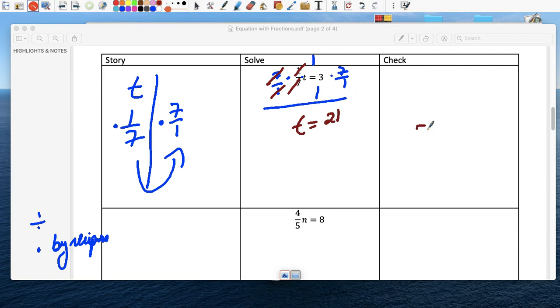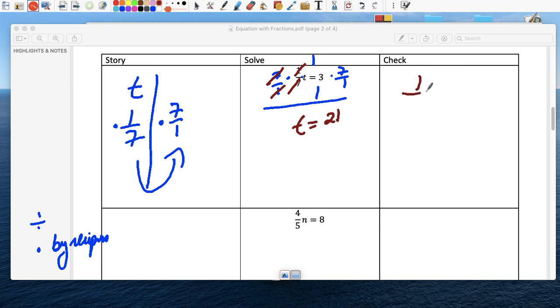Let me just do that a little bit bigger. If you put this over 1, 3 times 7 is 21, 1 times 1 is 1. And what's 21 over 1? It's just 21. So in this case, you don't have to multiply the bottom. So my answer is T is 21.